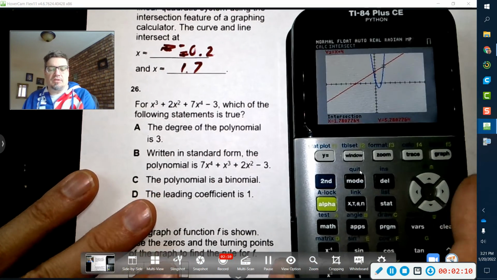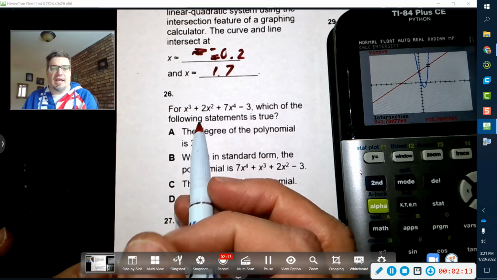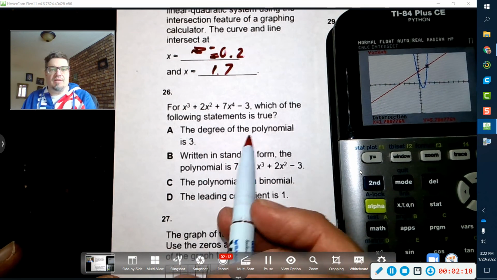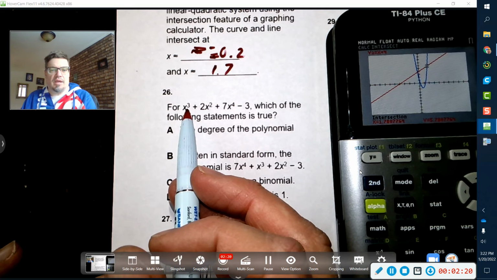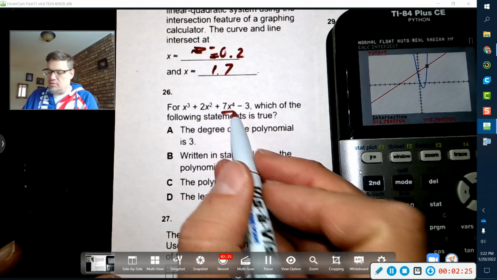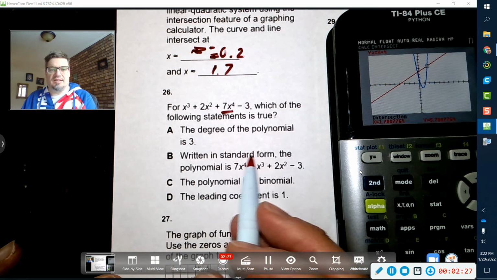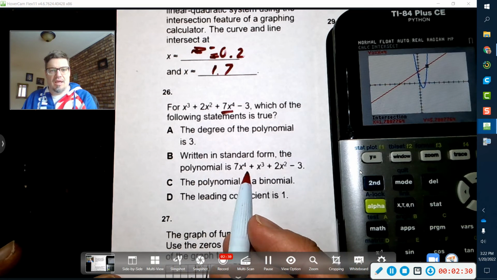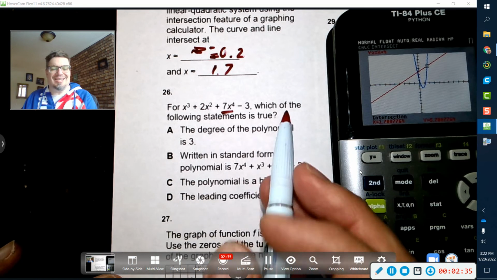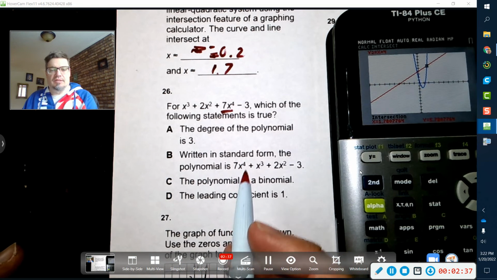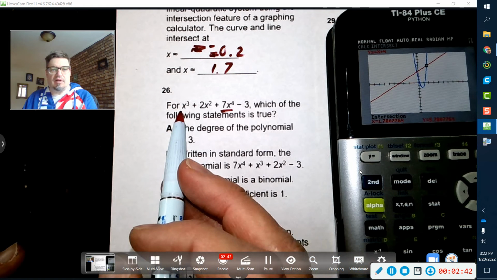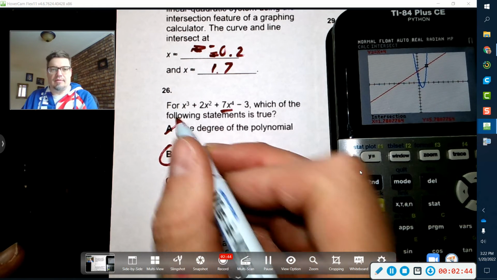The next one actually doesn't need a graphing calculator at all. It's basically just going to ask you for this polynomial, which of the following statements is true? The degree of the polynomial is 3, right? It's 3? No, it's out of order. You'll see that this is not in standard form. It's actually this one that should be first. And so when it says written in standard form, the polynomial is this, well, you'll notice that this guy moves to the front, then they go by descending order of degree. So this goes fourth, third, second, and then finally this x to the 0 power, and we'll see that all the signs are correct, so B is correct.